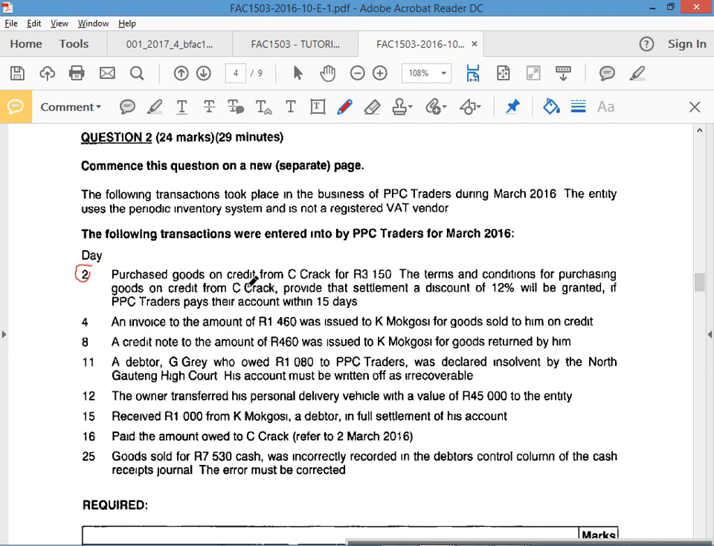Purchase goods on credit from C for 3150. The terms and conditions for purchasing goods on credit from C provided that a settlement discount of 12% will be granted if PPC pays their account within 15 days. All that other stuff makes no difference to the question, because remember, you need to interpret the key. What is the focus? You're looking at this question. What is the focus?